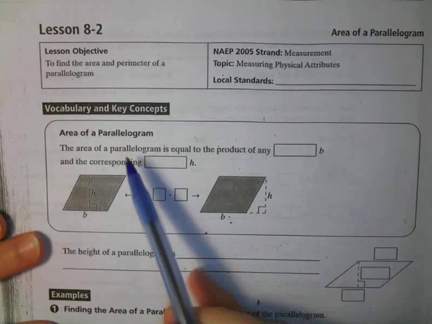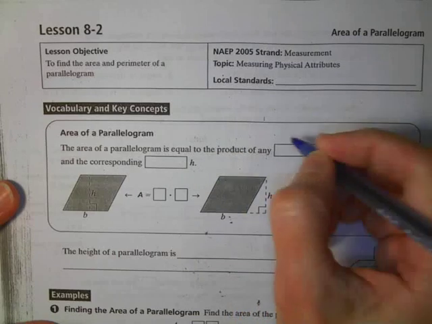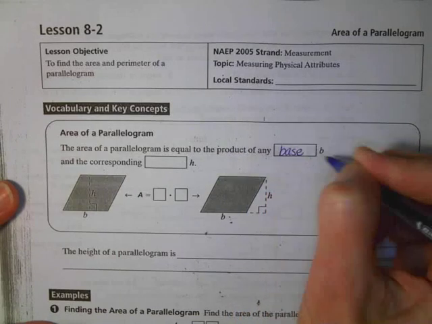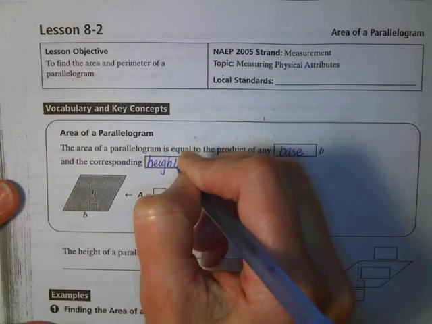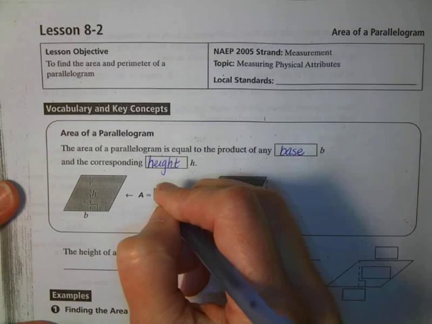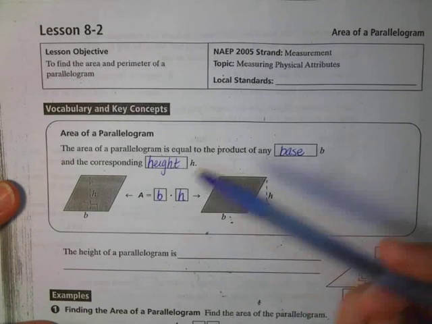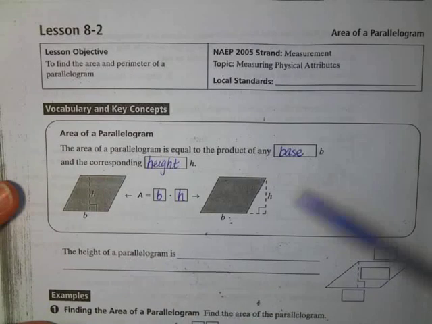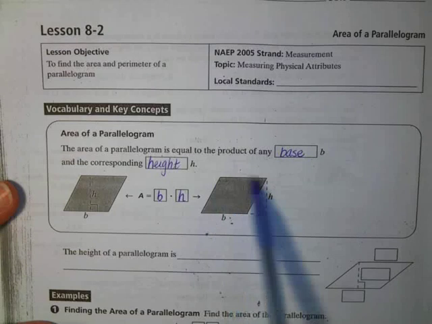Okay, so the area of a parallelogram is equal to the product of any base, B, and the corresponding height, H. So the area of a parallelogram is base times height, B times H. In a parallelogram, the base can be any one of a set of two parallel sides.